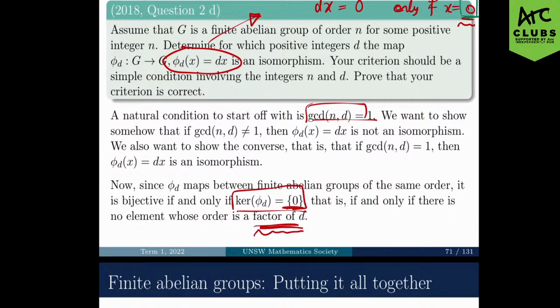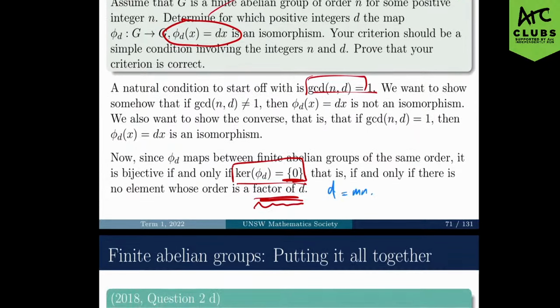Because if the order is a factor of d, then, for example, if d is equal to m times n, and the order of x is equal to m, then once you multiply by n, you'll also get 0 as well. So if an element has an order that's a factor of d, then dx will also be equal to 0.